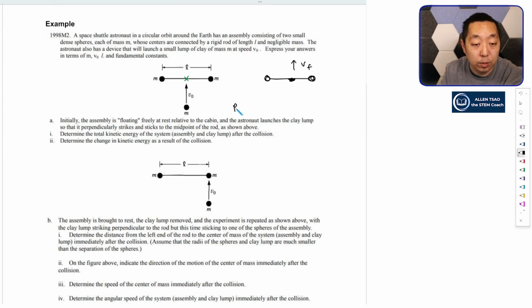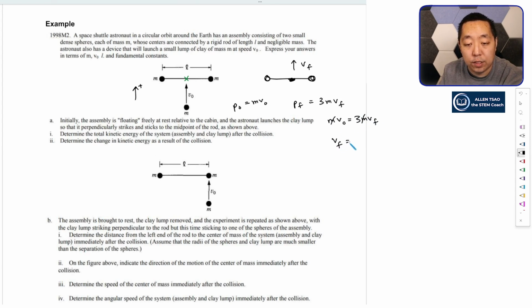So the initial momentum, if we say up is the positive direction, remember momentum's a vector, right? It's going to be mv0. The final momentum is all three moving together with the vf. And so by conservation of linear momentum, mv0 equals 3m vf. The m's cancel. vf is equal to 1/3 v0.